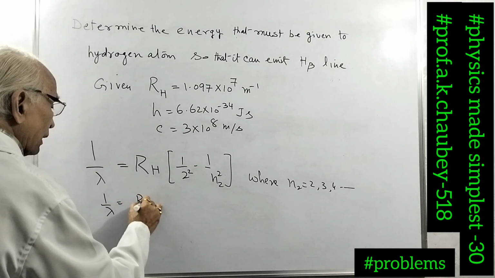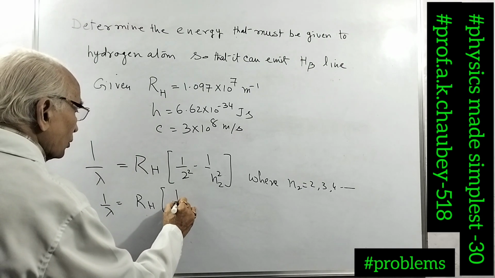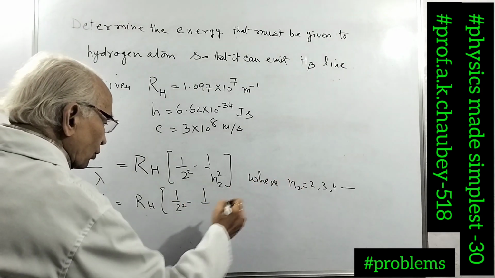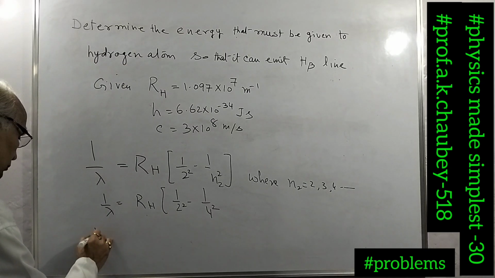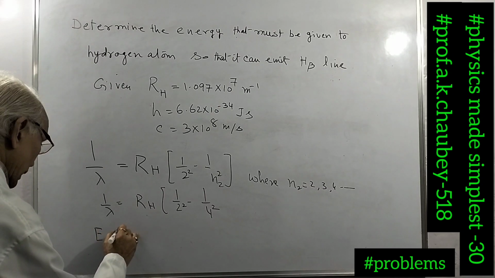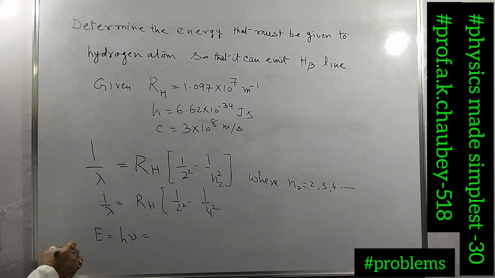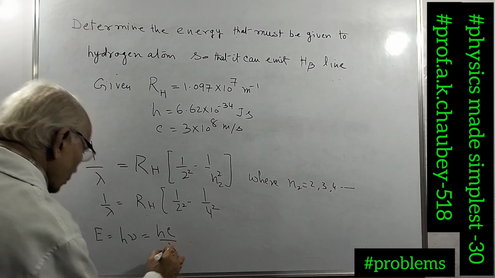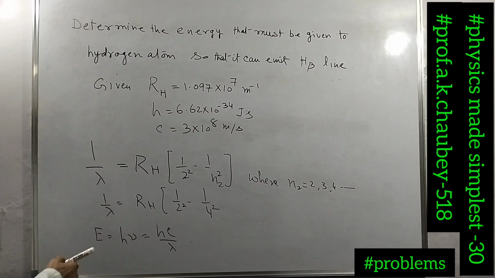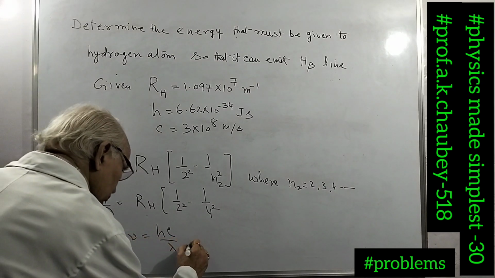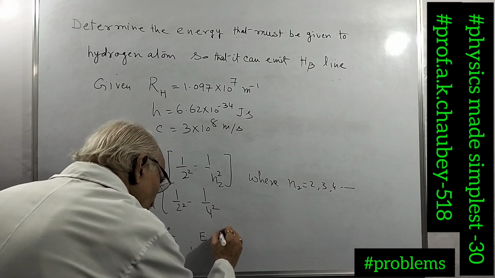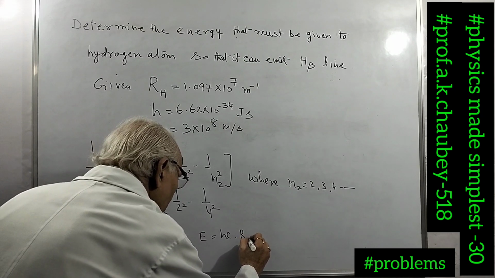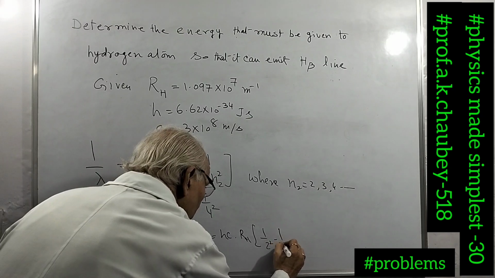So first, RH, and then it is 1 over 2 squared minus 1 over N2 squared, where N2 is 4. Now you have E is equal to h nu, and h nu means hc over lambda. And E is equal to hc over lambda, where you know 1 over lambda here. So E is equal to hc times RH times (1 over 2 squared minus 1 over 4 squared).